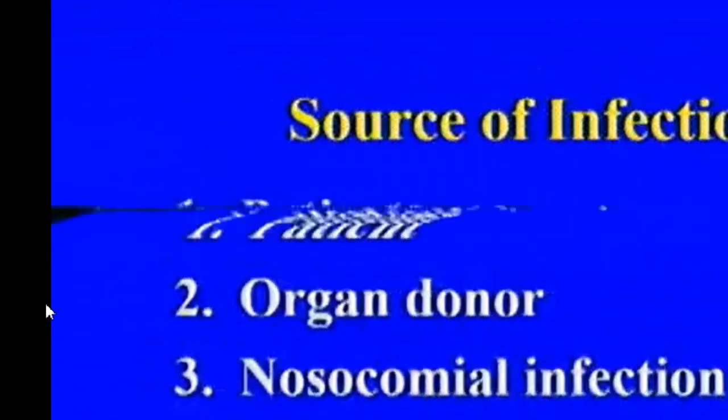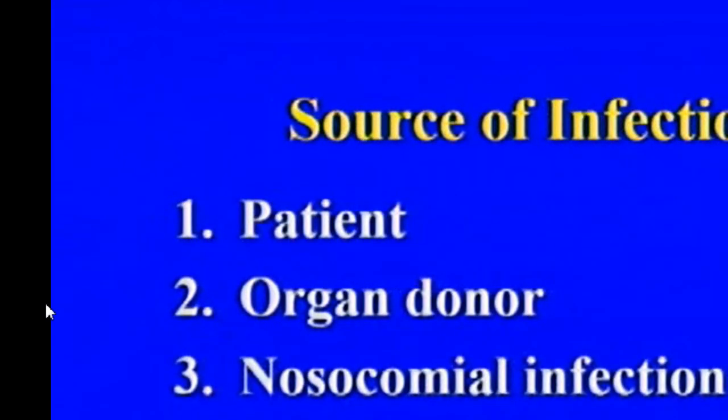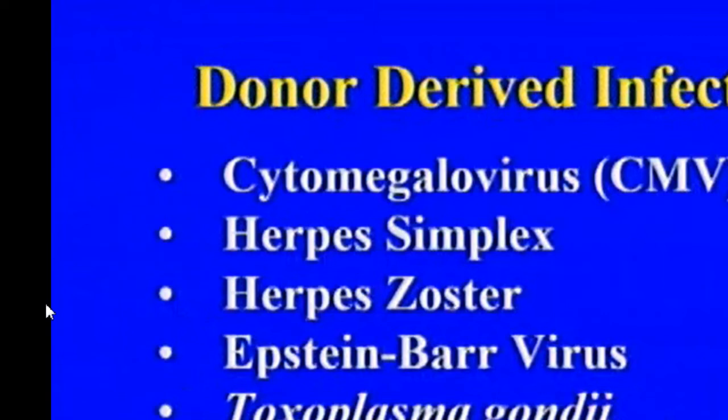So what are they? The source of infection can be the patient, himself or herself, or it can be the organ that you transplanted, or it could be nosocomial, or it could be community infection. Now, what are the organisms that are donor derived? That is, it's coming with the kidney, or with the heart, or with the liver. It could be CMV, and this is why we have to know sometimes before the transplantation whether they are CMV positive or CMV negative.